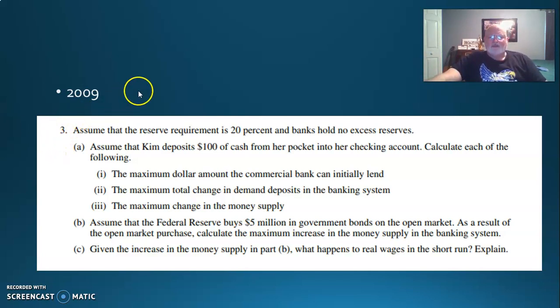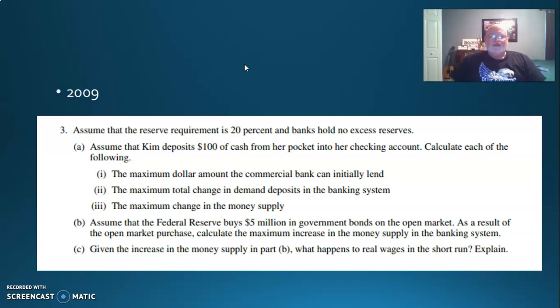All right, now here we go again. Assume the Federal Reserve buys $5 million in government T-bills on the open market. As a result of the open market purchase, calculate the maximum increase in the money supply in the banking system. This is the third time in a row we've seen this. You should expect this. So what they did is the Fed pulled $5 million out of their vaults and bought T-bills. So that's new money going into the system, and people are going to put it in their checking accounts. That's the theory, and it's going to multiply times 5. So the answer is 25 million.